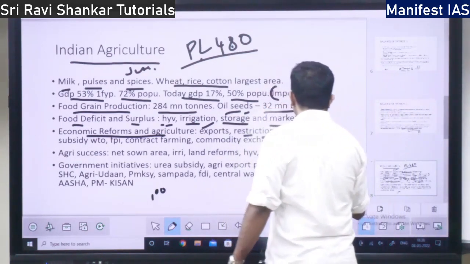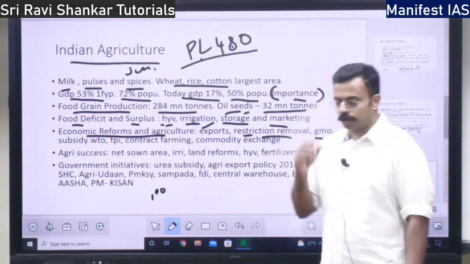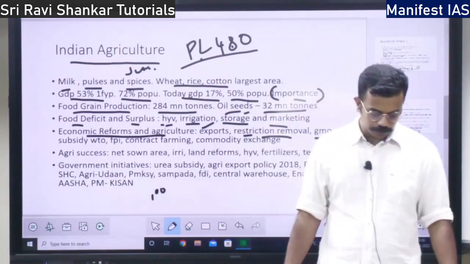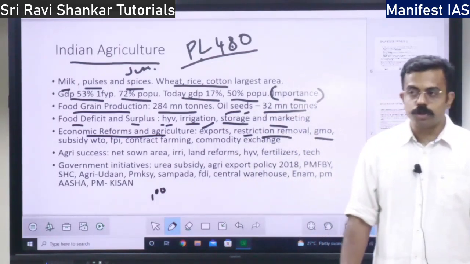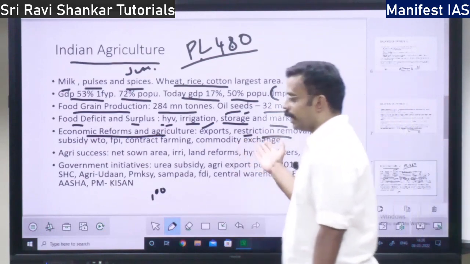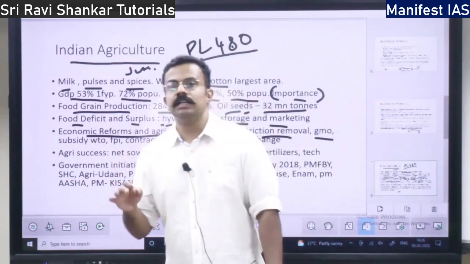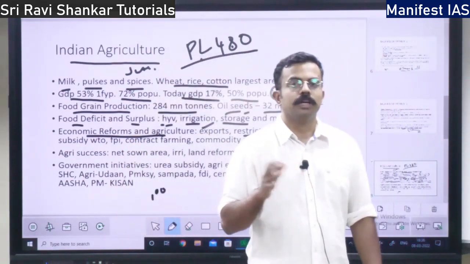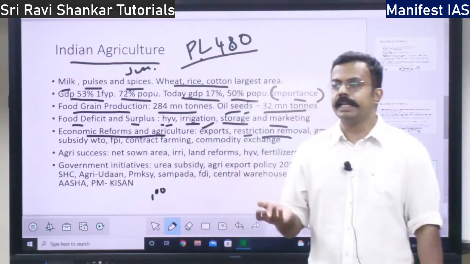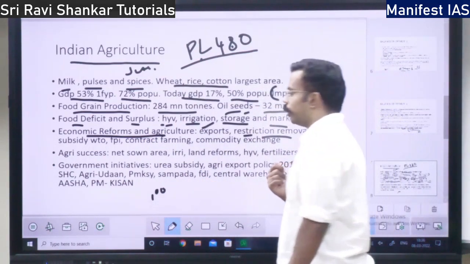Then genetically modified crops, GMO. So post 1991, we are experimenting with genetically modified crops. We have BT brinjal, BT cotton, BT mustard, biotechnology.